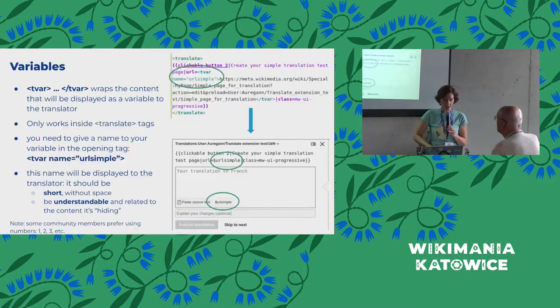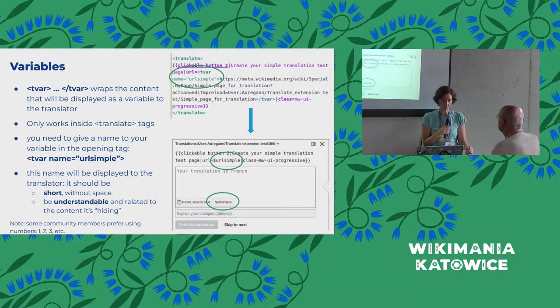So variables, how does that work? We're going to use another type of tags, which is called tvar. Maybe you also saw it when you were looking at editing some translatable pages. And here it wraps the content that will be displayed as a variable to the translator. So again, it needs to be open, it needs to be closed. It only works when it is within some translate tags, which makes sense because this is kind of a feature of the translate extension. So you don't need it outside of this context.